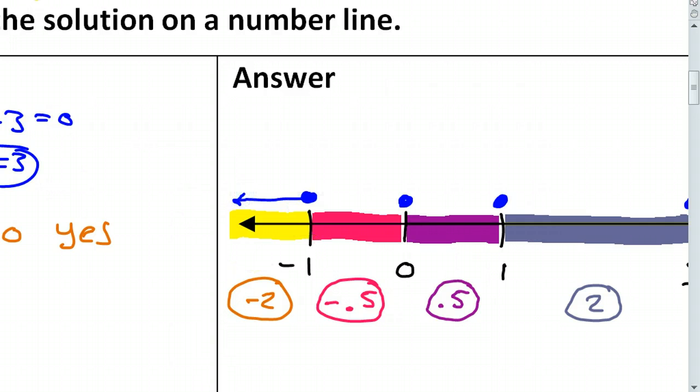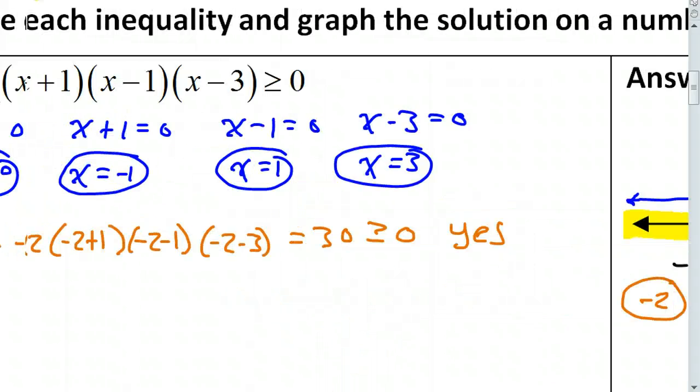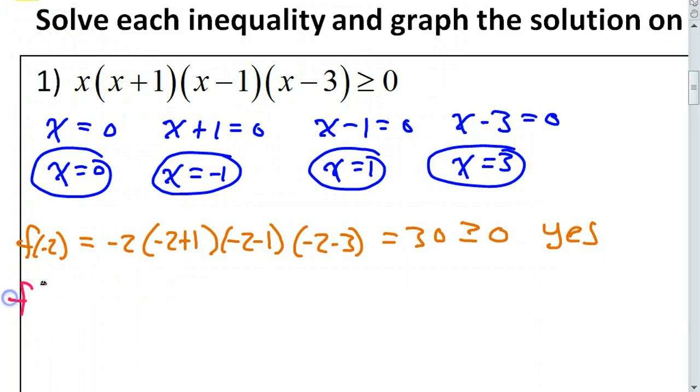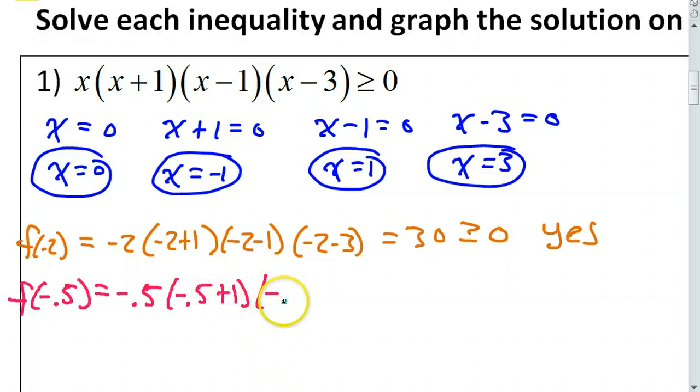Okay, so we need to do that 4 more times. So let's do -0.5, representing the pink zone. So we'll do f at -0.5. So that's -0.5 times -0.5 plus 1, -0.5 minus 1, -0.5 minus 3. Right? Yeah, there it is. Let's find out what this is.